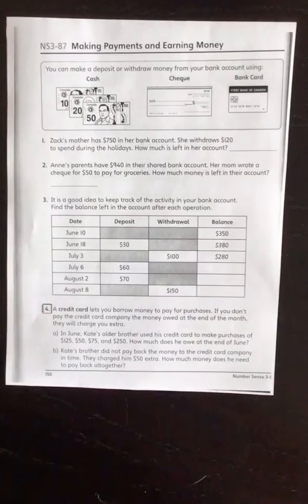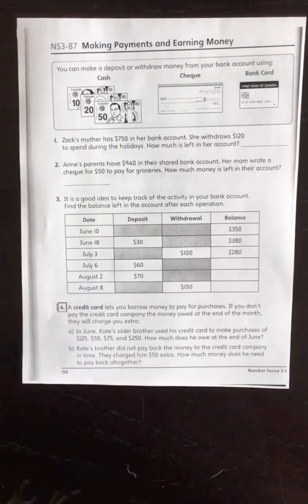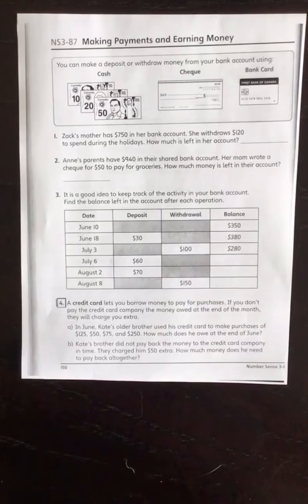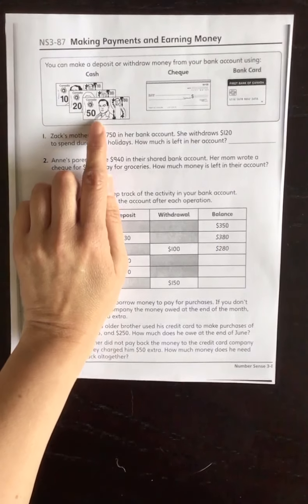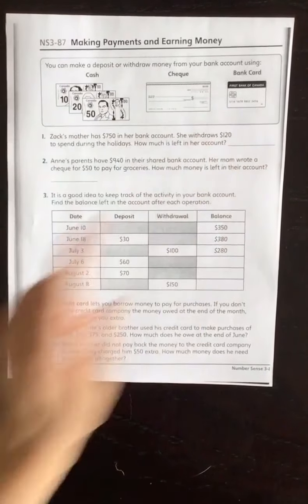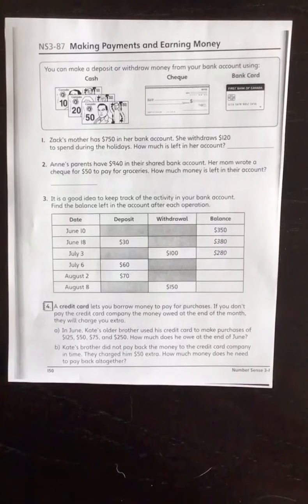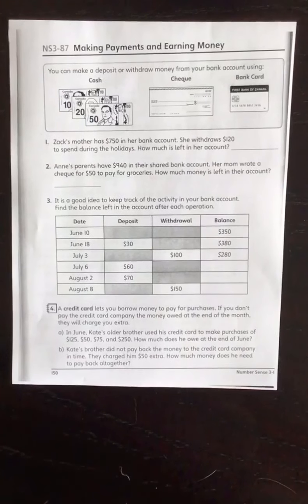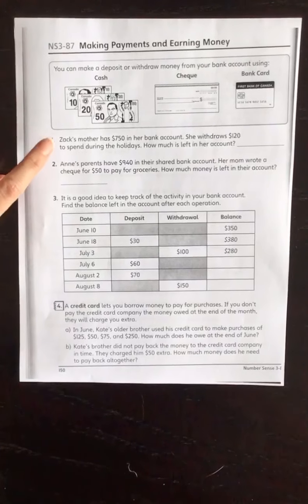Okay, in your Jump Math book, if you look at the top of the page, you will see our topic for page 150. And that's that you can make a deposit or withdraw money from your bank account using three different things. You can use cash, you can use a check, or you can use a bank card. These are the ways that you can access your bank account. Okay, so keeping that in mind, we're going to talk about using these different sources to withdraw and deposit money in these questions here. Okay, let's take a look at number one.